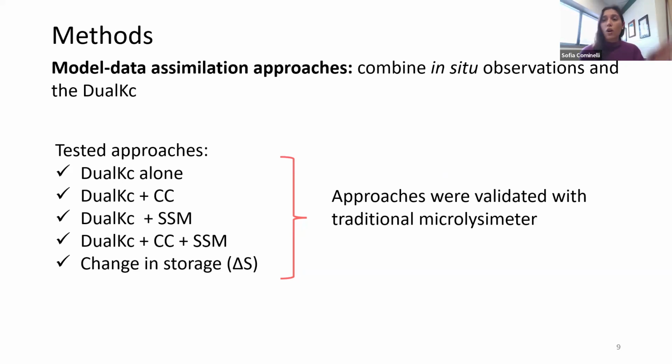All the predictions were validated using the traditional microlysimeter. This means that I compare the predicted evaporation with in situ measurement of soil evaporation. I went to the field and I insert the microlysimeter and I record the mass and the change in mass manually.